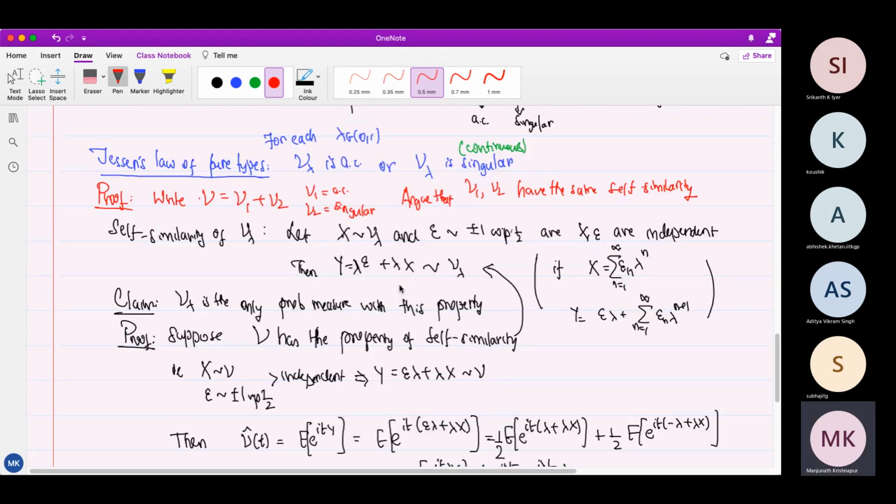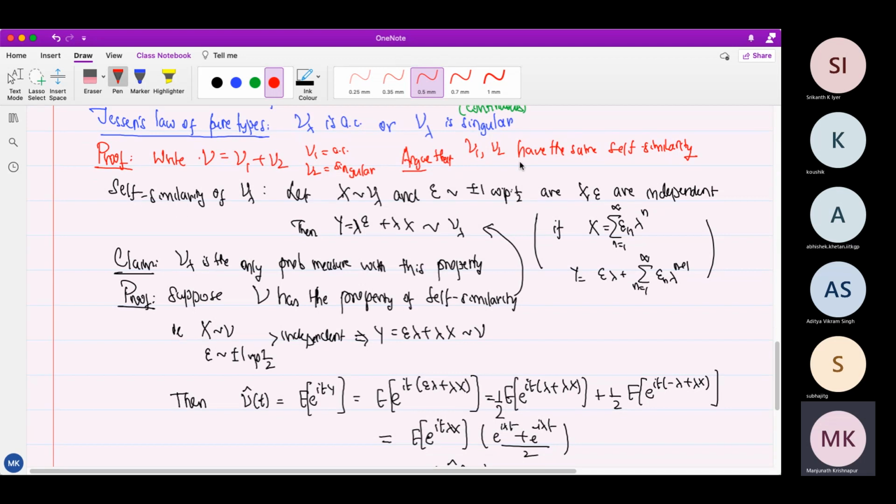They have the same self-similarity as nu. Just argue that. Okay, this part I will leave as an exercise. It's a simple exercise, nothing much to do. All you need to know is that no absolutely continuous measure can be equal to a singular measure unless both are zero. So the zero measure is both absolutely continuous and singular, nothing else is both.